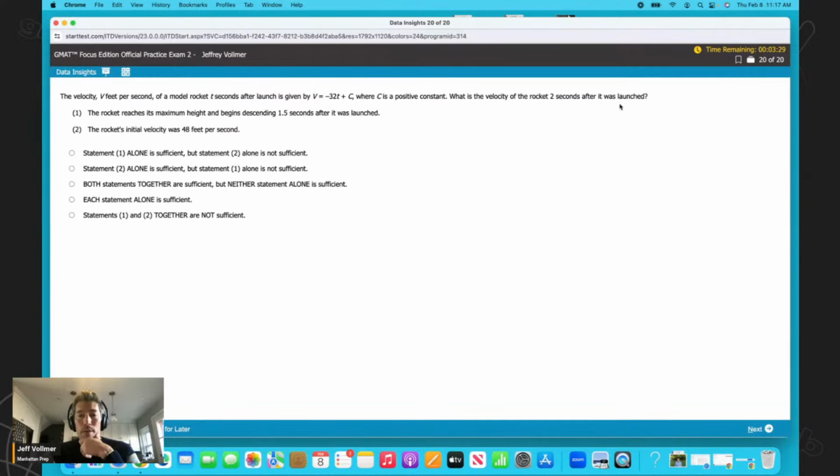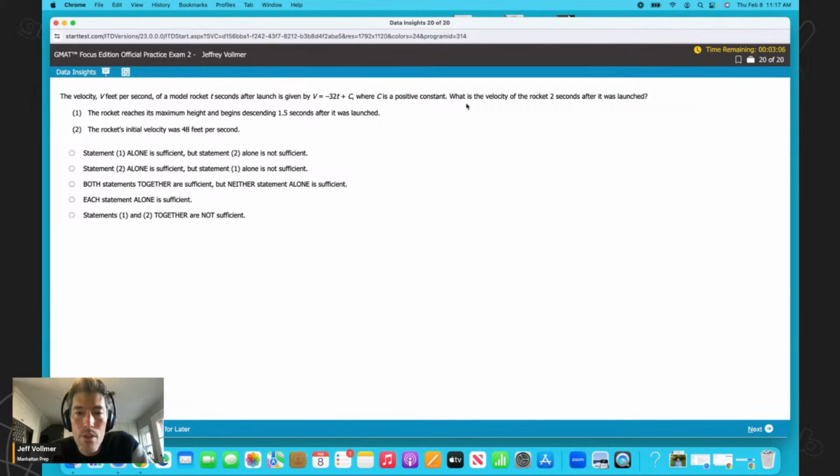And last problem, 3.5 minutes. We've done this pretty well. The velocity of a model rocket is given by this. I remember this equation from physics. C is a constant. Cool. What's the velocity of the rocket 2 seconds after it was launched?